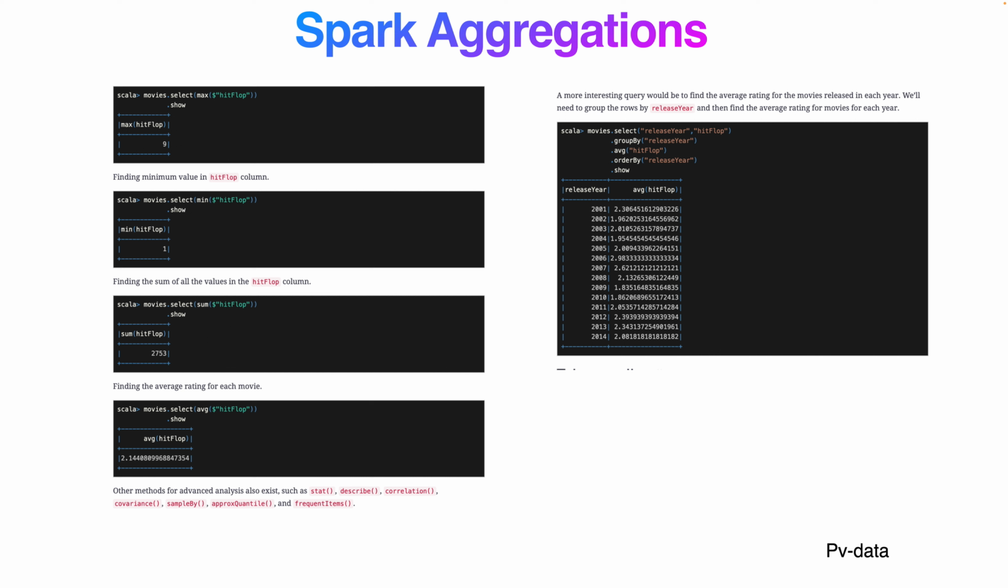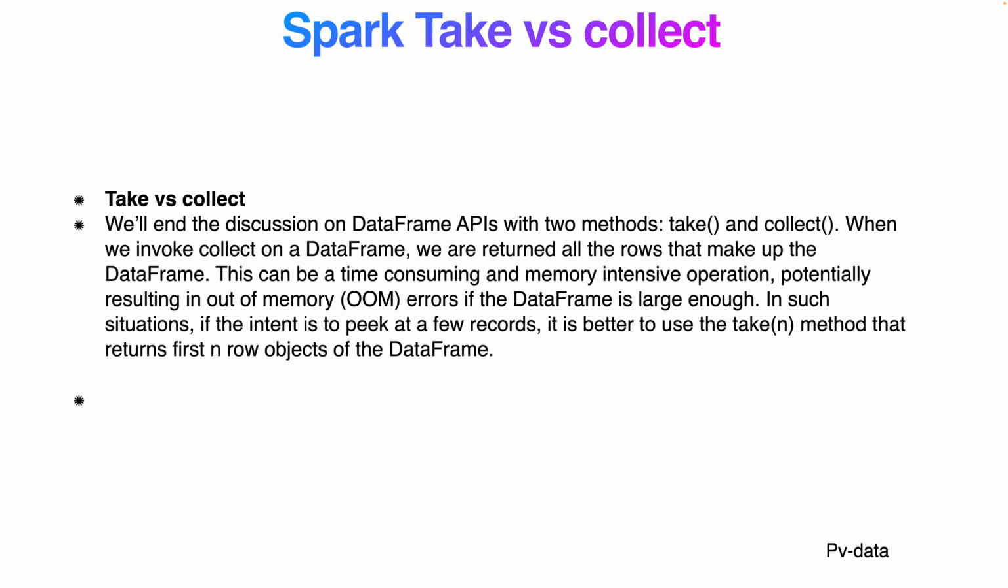Similarly, average. For an interesting query, we can also do a different kind of method: the average rating of movies for each release year. We use group by release year and average values. First select the column, then group by, then average. So we select rating, which is hitFlop, and release year, then group by release year, then the average of the hitFlop column, order by release year, and show the result.